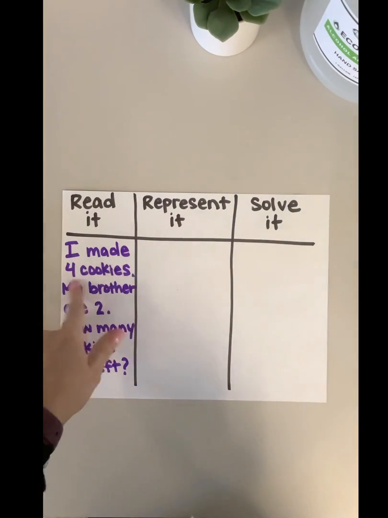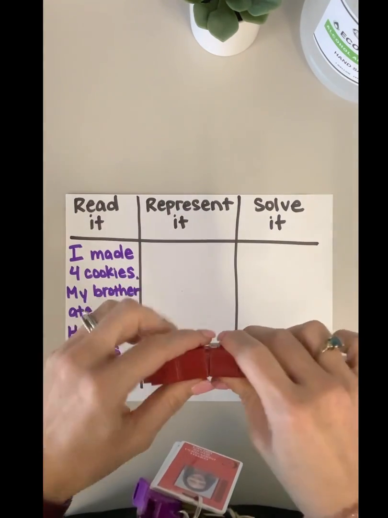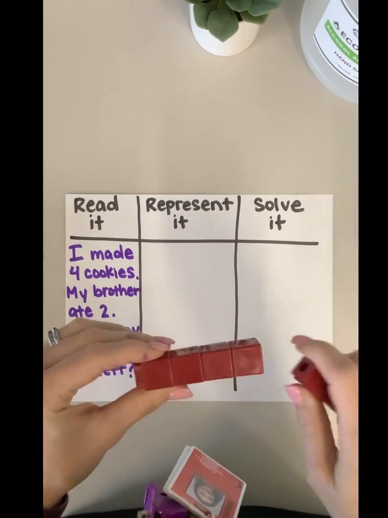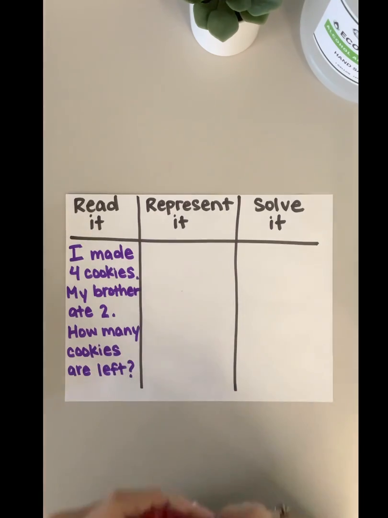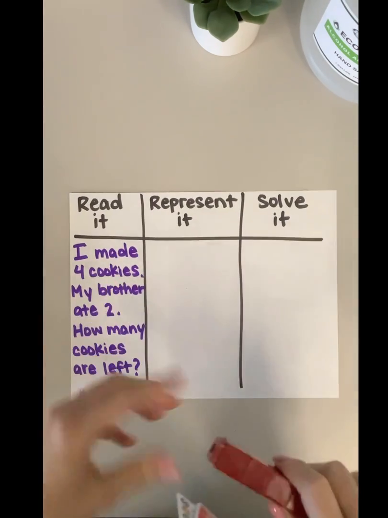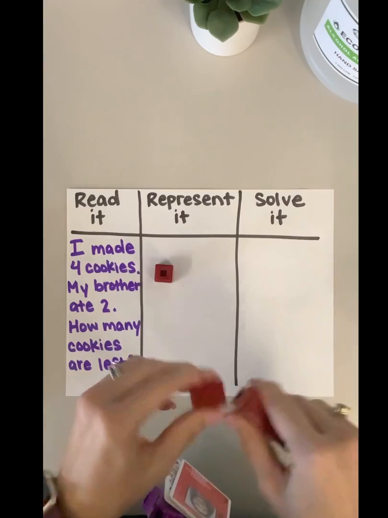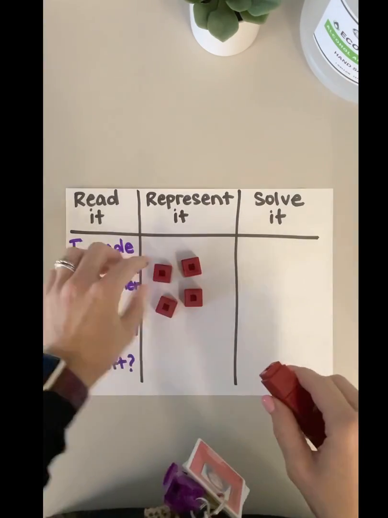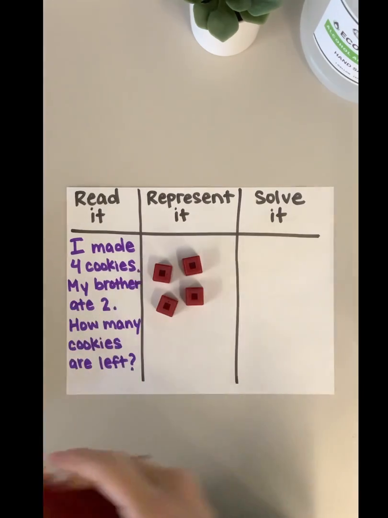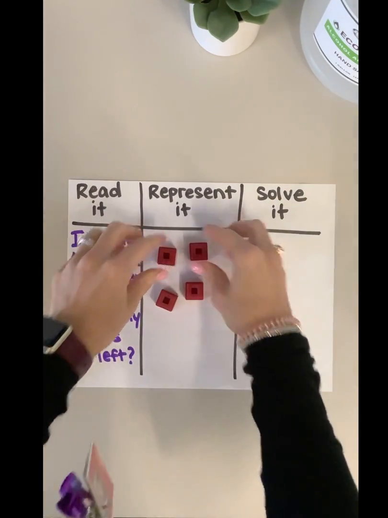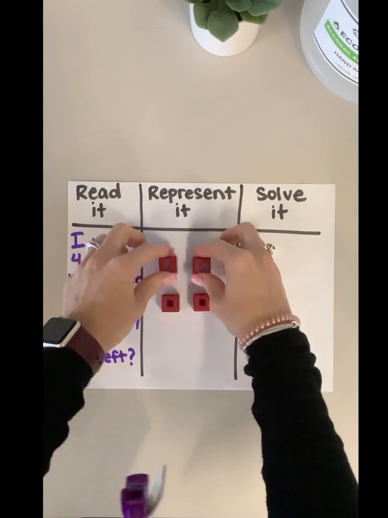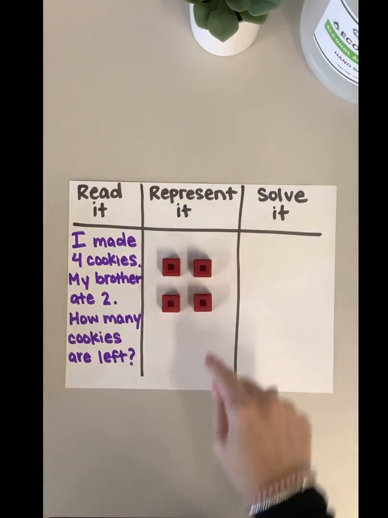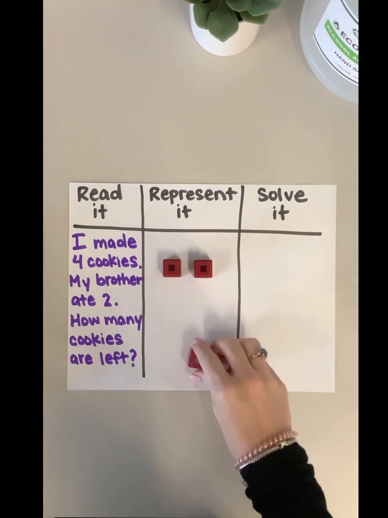I'm going to read the problem again, and I'm going to represent the math problem with my Unifix cubes, and I want you to watch me see how I do it. I made 4 cookies, so I need to get 4 of these because each one is going to represent 1 cookie. 1, 2, 3, 4. Okay, here are my 4 cookies that I'm representing. My brother ate 2. Oh man, 1, 2. So I need to take these away.